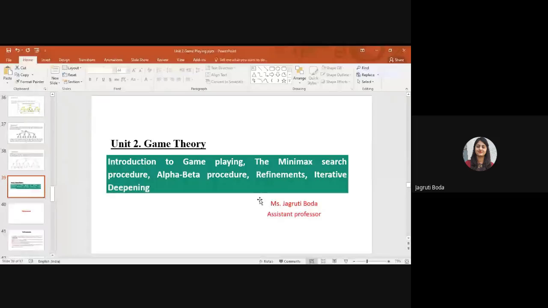Now we start Unit 2, the last two topics, that is refinements and iterative deepening. So in game theory, the last two topics remain. Already we have covered game playing, the Minimax search algorithm, and the alpha beta procedure, right? Now the last two topics, refinements and iterative deepening. I hope you have cleared the concept of Minimax and alpha beta procedure. Okay. Now we start refinements.